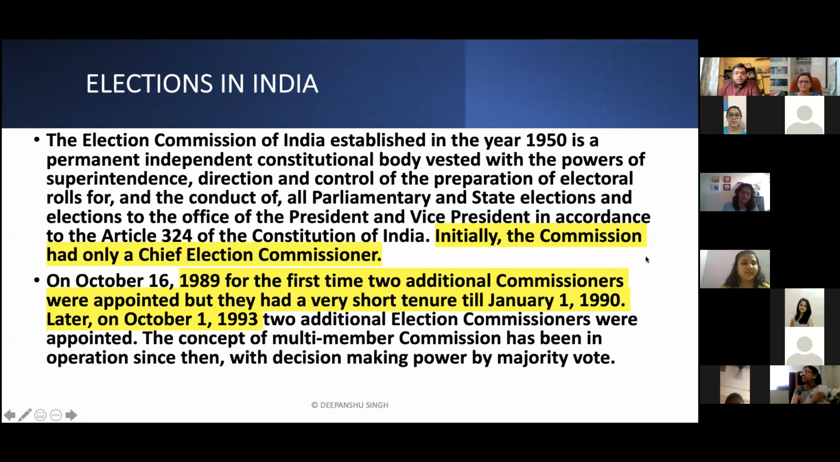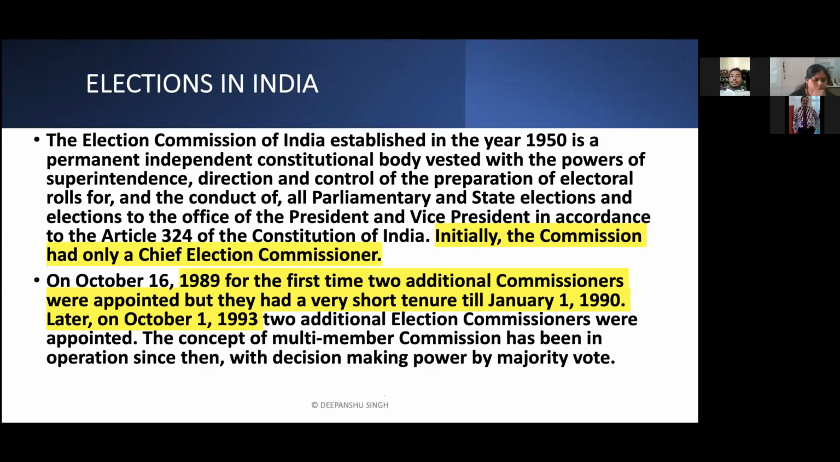Now, talking about the body entrusted with this task, it is the Election Commission of India, which is right now a multi-member body, but earlier it was not supposed to be that way. It was earlier conceived to be a single-member body. So the Election Commission of India was established in the year 1950 as a permanent independent constitutional body, which had the power of superintendence, control, and direction. And this is all mentioned in Article 324 of the Constitution of India.